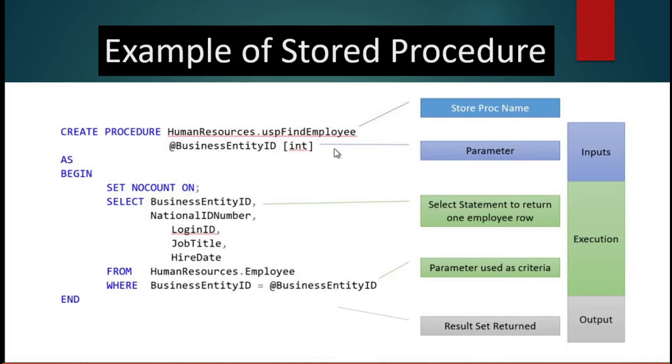But just for now, assume that if a value of 50 was brought into this parameter, we would be running a select statement where business entity ID equals 50. When this select statement runs, the result set is returned. So whoever calls the stored procedure will get back a result set of rows of what was found from the select. In this case it will be a single row of the same employee with their entity ID, their ID number, login, job title and hire date.